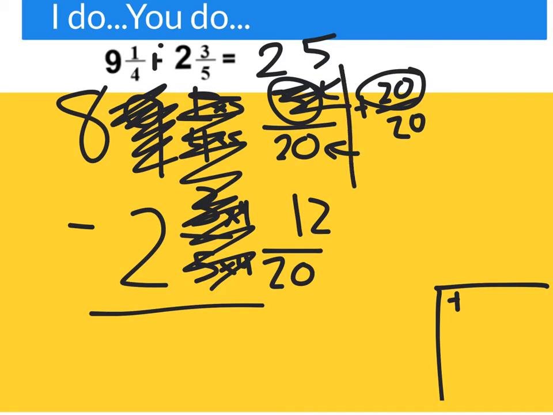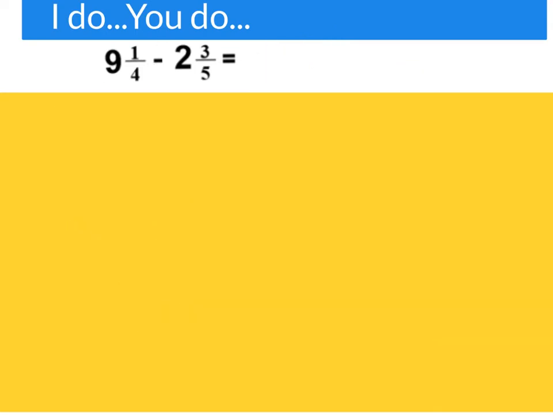Now I can subtract. 25 minus 12 is 13. Remember, we don't change the bottom. They're in 20ths. That's the size pieces that we're talking about. And 8 minus 2 is 6. Your answer is 6 and 13 20ths.